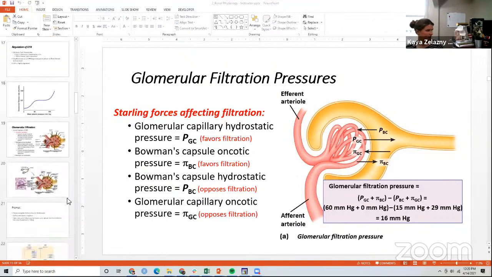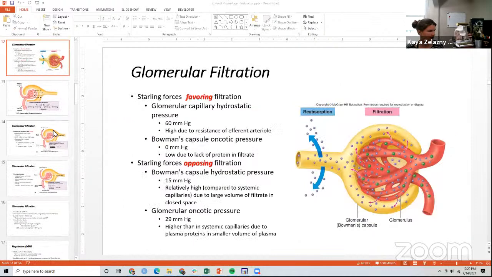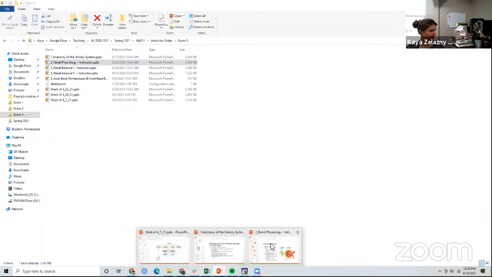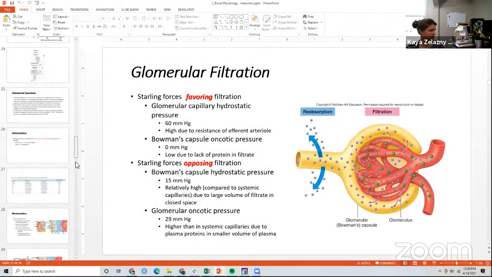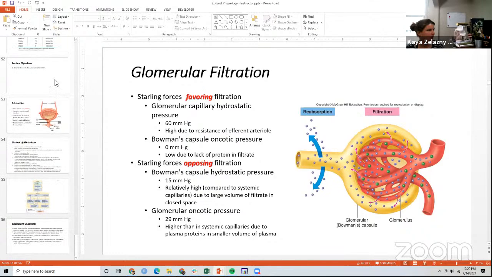Okay, I'm getting a request for the medullary osmotic gradients, which is great. That is a chunky topic, so let's pull that up. In the renal physiology packet, still, or in the renal balance? Balance, okay.